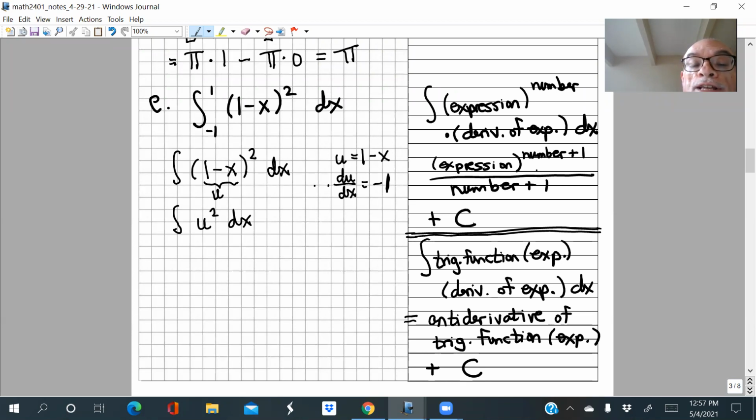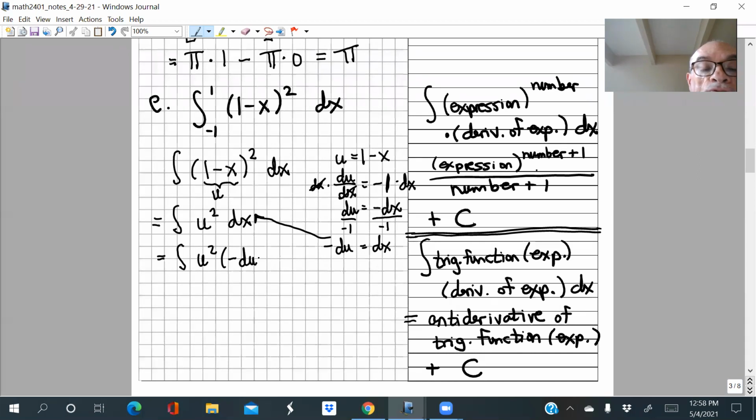Now solve this for dx. So multiply both sides by dx. Of course, they cancel here. So you get du is equal to minus dx. But you don't want minus dx, you want just plain dx. So divide both sides by -1, and you end up getting dx is equal to minus du. So that's what you'll plug in for dx up here: minus du. So I have u squared times minus du.